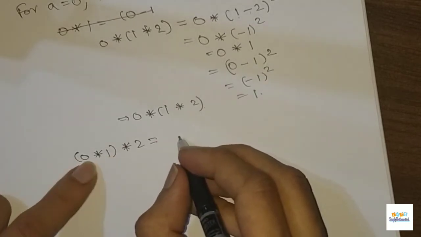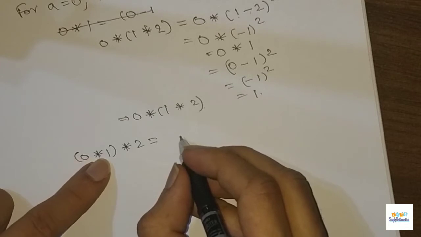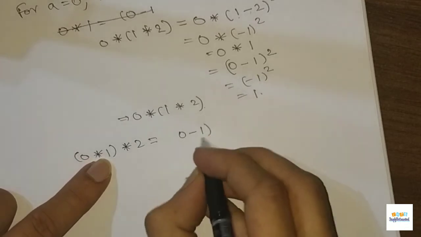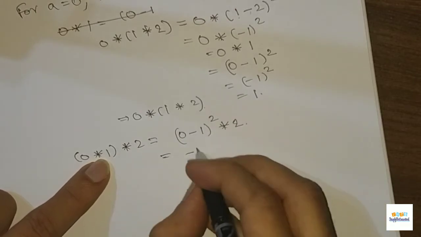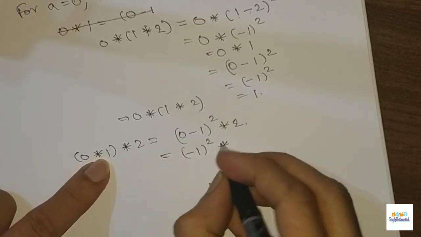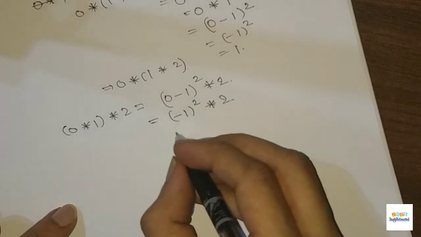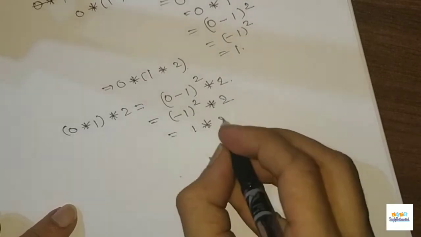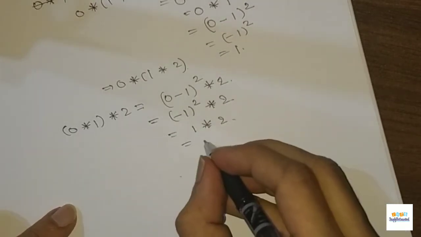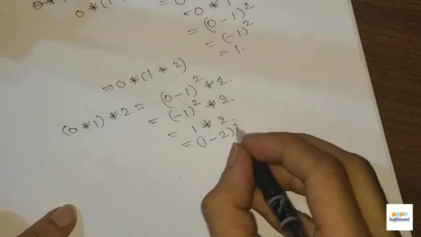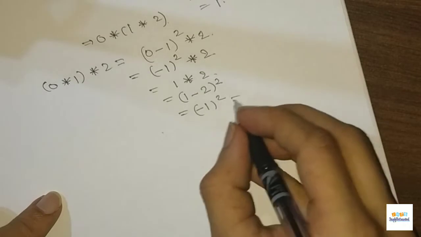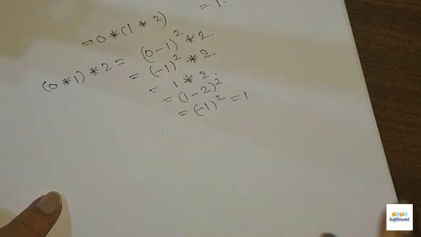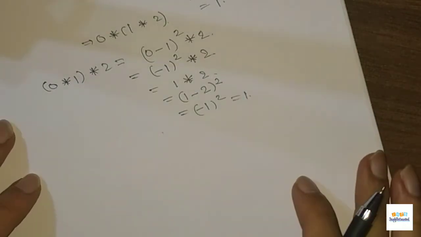Since the bracket is there, you have to operate this first. 0 star 1 is (0 minus 1) the whole square, star 2, which is nothing but (minus 1) the whole square star 2, which is 1 star 2. So this is (1 minus 2) the whole square, which is (minus 1) the whole square, which is 1. Oh, we are getting the same.